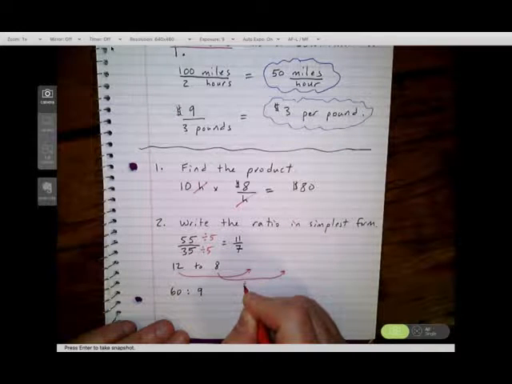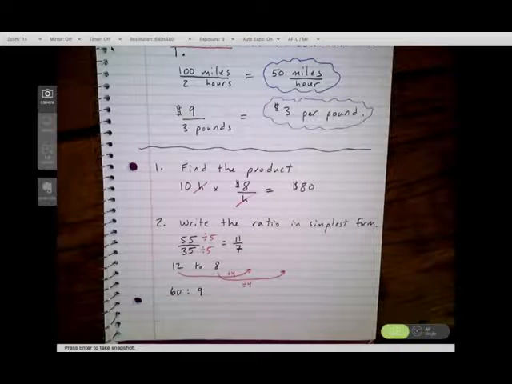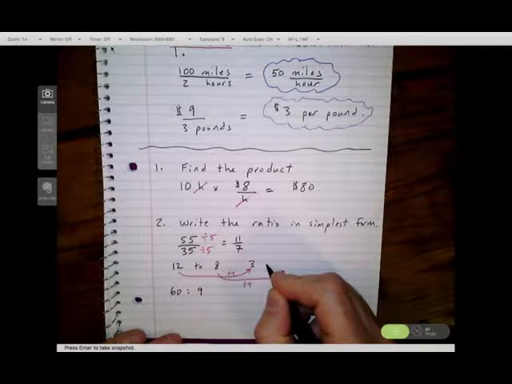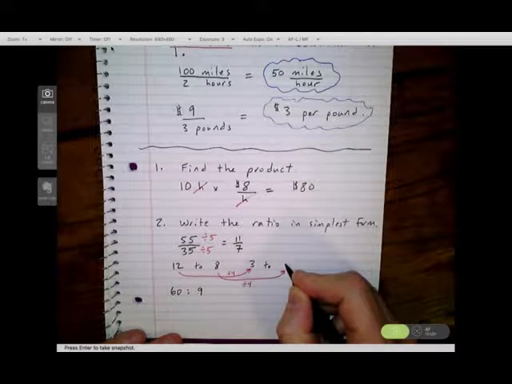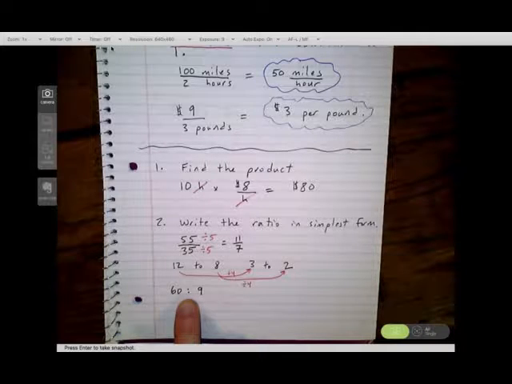Okay, divide by 4, divide by 4, and 12 divided by 4 is 3. So this ratio in its simplest form is 3 to 2, because I divided each of those by 4 to reduce it. Okay, 60 to 9 using this colon symbol here. Now what's the biggest number that goes into both of those? Well, I think it's just 3.